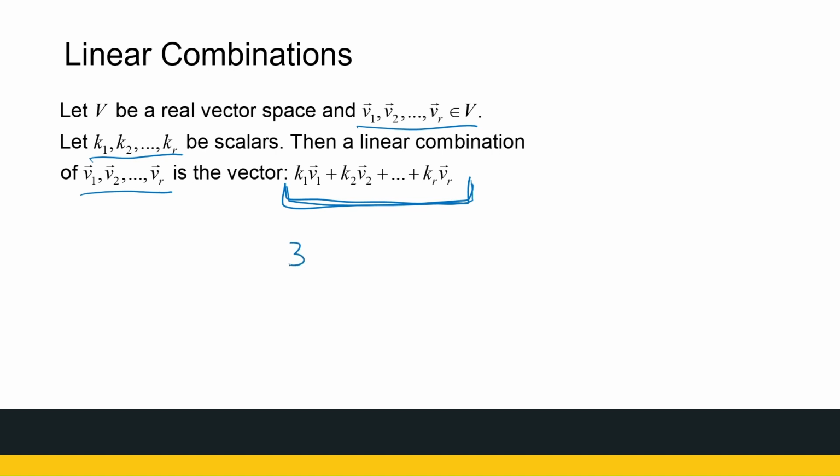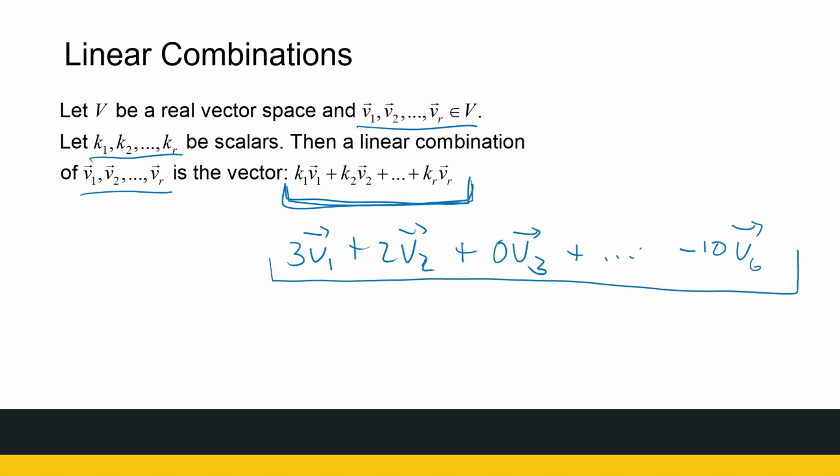So for example, 3 times vector 1 plus 2 times vector 2 plus 0 times vector 3, any real numbers, all the way to, say, minus 10 times vector 6. Any combination like this is called a linear combination. Firstly, notice that this forms a vector again in that set. How do I know that a linear combination is in the set itself? Because that set is a vector space, so it's closed under scalar multiplication and closed under vector addition.